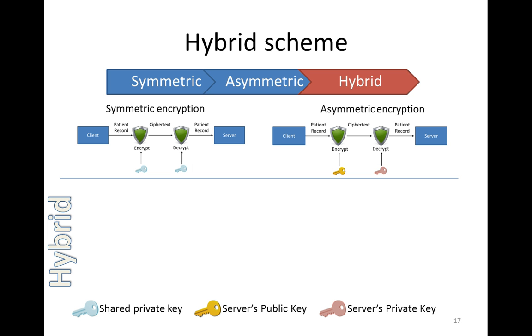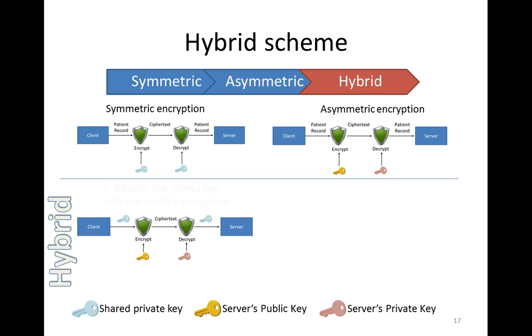And how does it work? Now I color code those keys. On the left-hand side, you have the symmetric encryption. I use a gray key. On the right-hand side, we have an orange and a red key. So one is for encrypt, public. The yellow is the server's public key, and the rosy one is the server's private key. So I have three keys in the hybrid encryption, and the way it works is this.